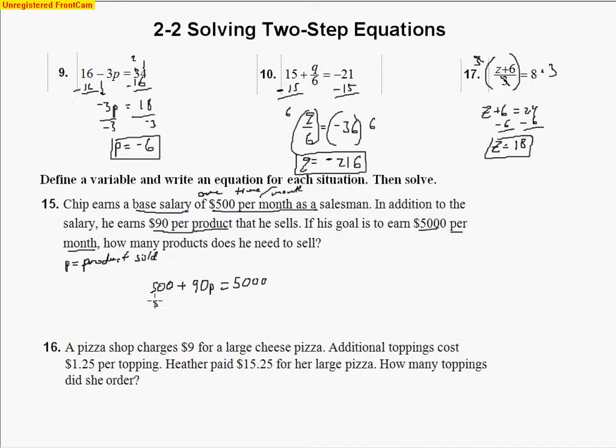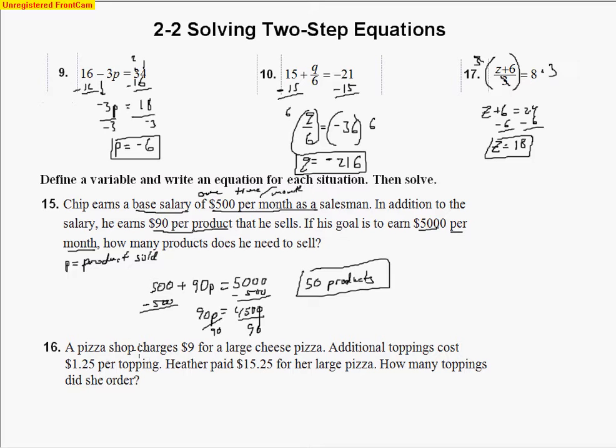So I'm going to go ahead and subtract the 500 from both sides, and that leaves me with 4,500 equals 90p. So when I divide by 90, well, one of the zeros cancels out. 9 goes into 45 5 times, carry up that 0, so it's 50 products. So Chip will have to sell 50 products in order to earn that $5,000 a month.